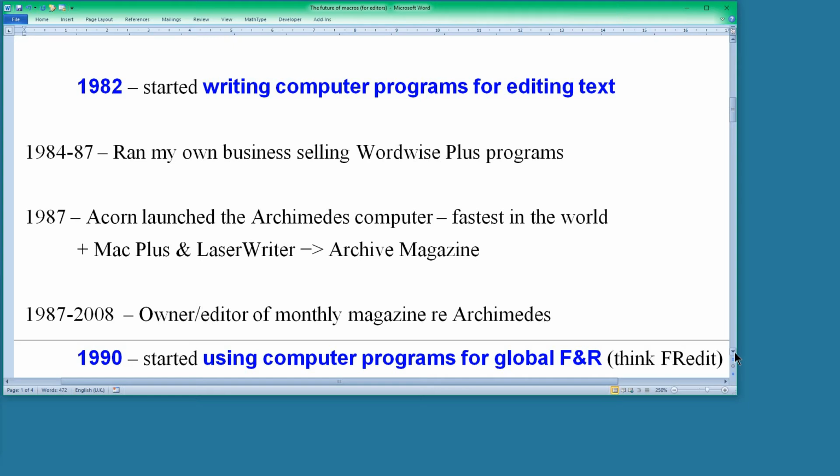So you want to think of that, if you know Fredit, that's the basic idea of the Fredit macro.